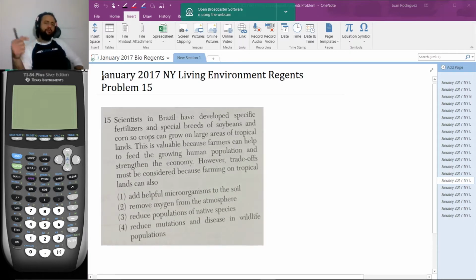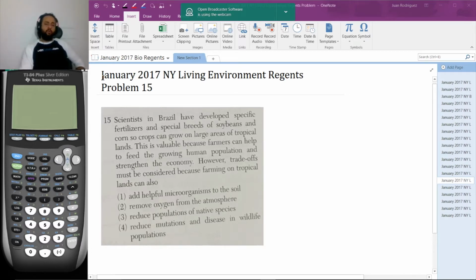One is add helpful microorganisms to the soil. Two is remove oxygen from the atmosphere. Three, reduce populations of native species. Okay. And four, reduce mutations and diseases in wildlife population. Definitely try the problem and see if you get the same answer as we do. Definitely do not watch the rest of this video until you get an answer.